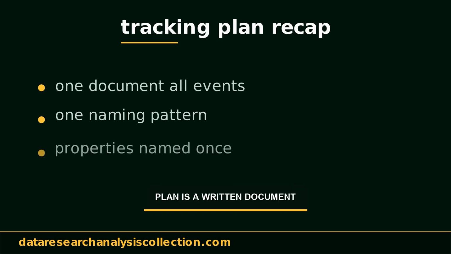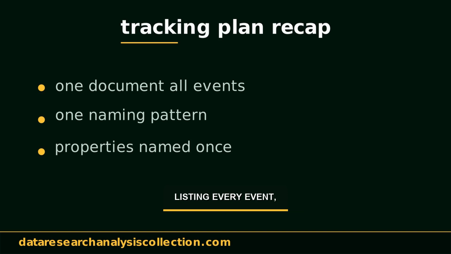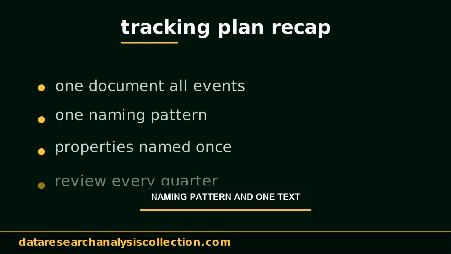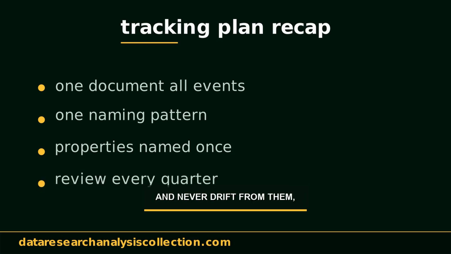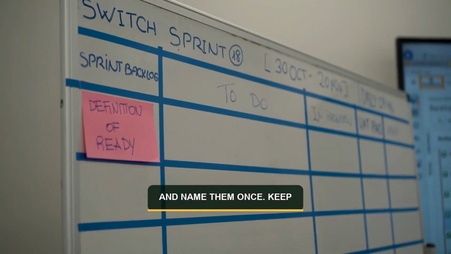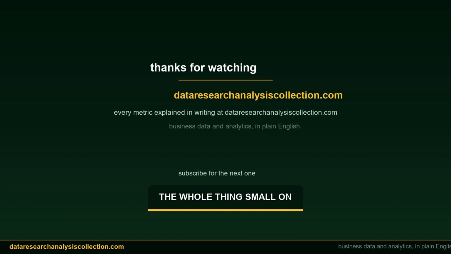A tracking plan is a written document listing every event, what it means, and the properties on it. Pick one naming pattern and one text style and never drift from them, because tools treat a different name as a different event. Attach a few meaningful properties and name them once. Keep the whole thing small on purpose and write a one-sentence description for every event so the definition is shared. Treat the plan as your single source of truth, check it before adding anything new, and review it lightly every quarter.